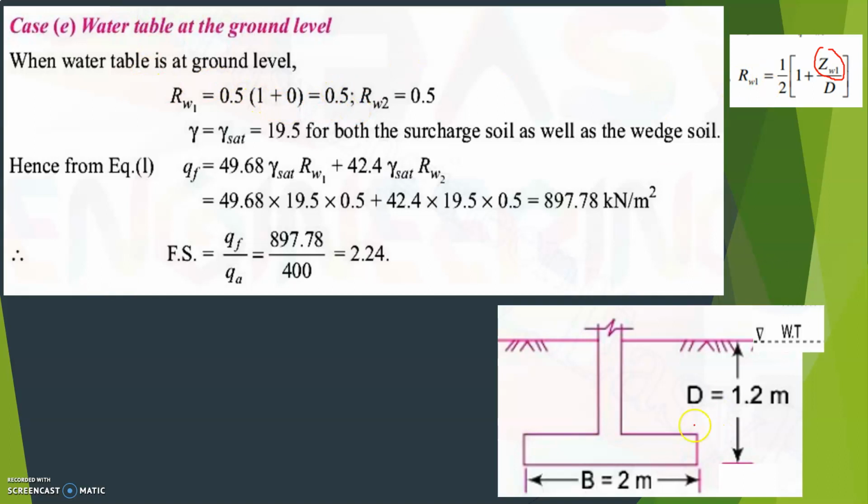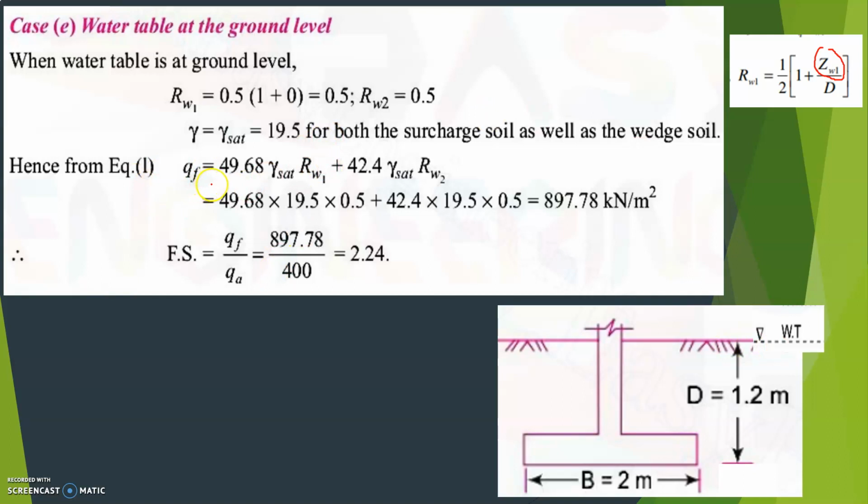What about RW2? That is also the same because the water table is located here only. So there is no ZW2, so that is equal to 0. Once you substitute ZW2 equal to 0, you get RW2 also equal to 0.5. Once you know RW1, RW2, you can calculate the bearing capacity. In this case, once again I am telling, gamma is equal to gamma saturated because the water table is at the ground level. So the entire soil becomes wet here. So you have to take gamma equal to gamma saturated, both in the surcharge term and for the wedge term.